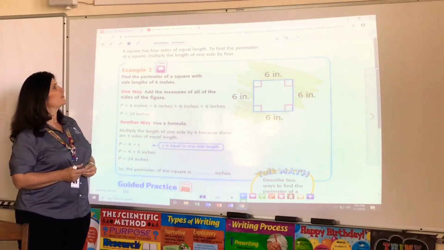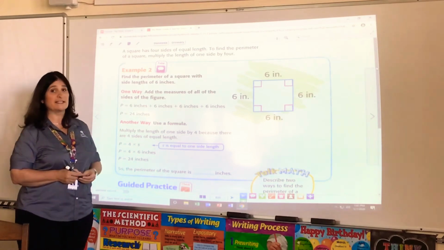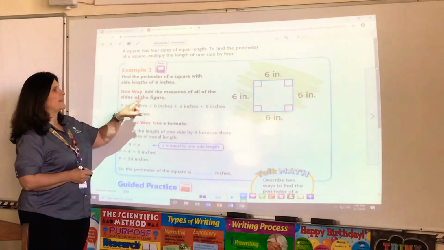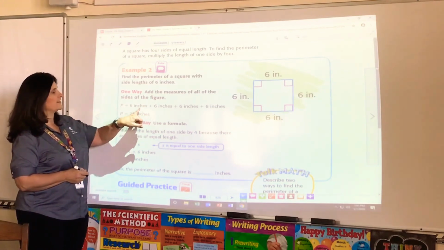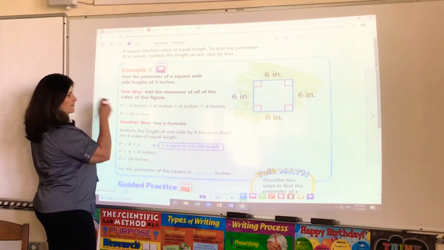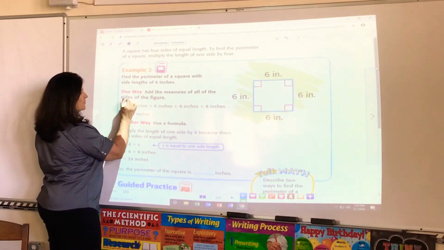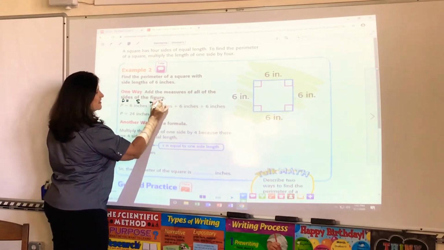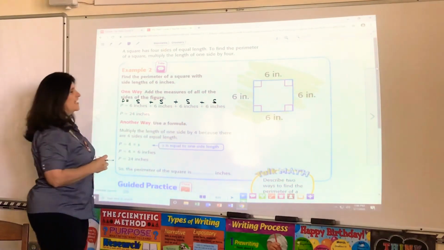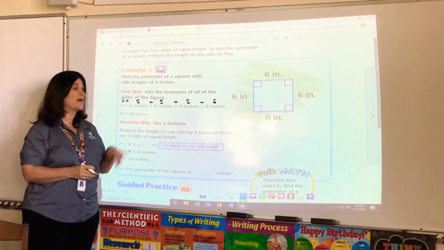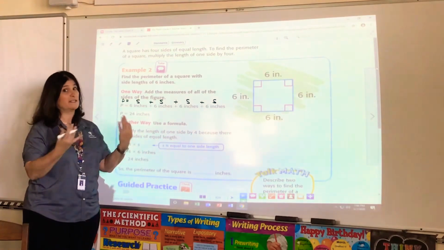So find the perimeter of a square with side lengths of 6 inches. One way, add the measurements of all the sides of the figure. P equals, and this is where I had put on the previous page, P equals side plus side plus side plus side, okay? And if we add that all up, we can think in our mind, I have 6 four times, 6 times 4 is 24.